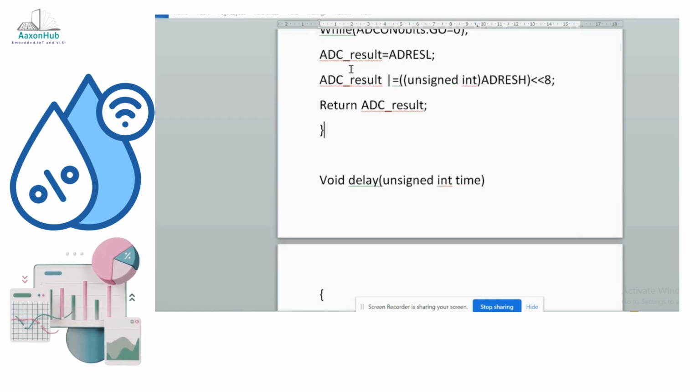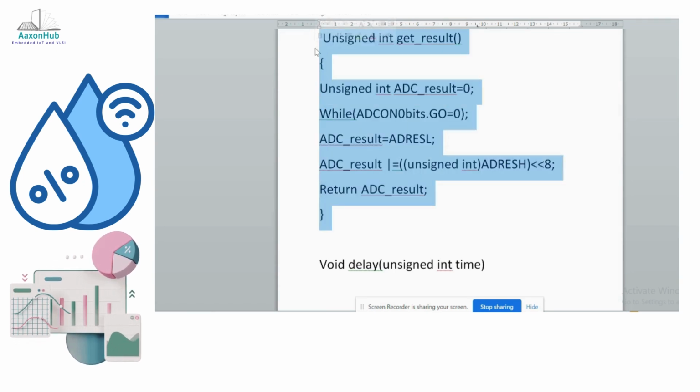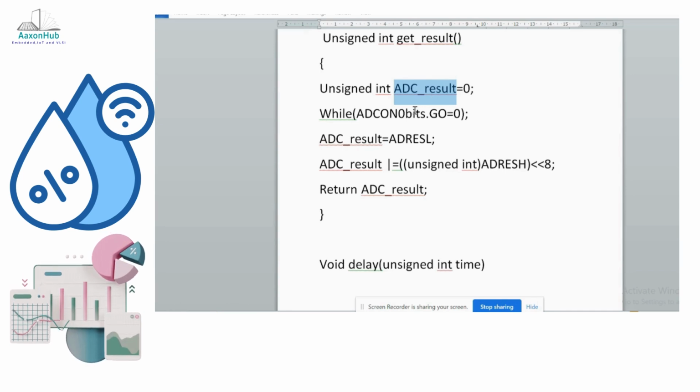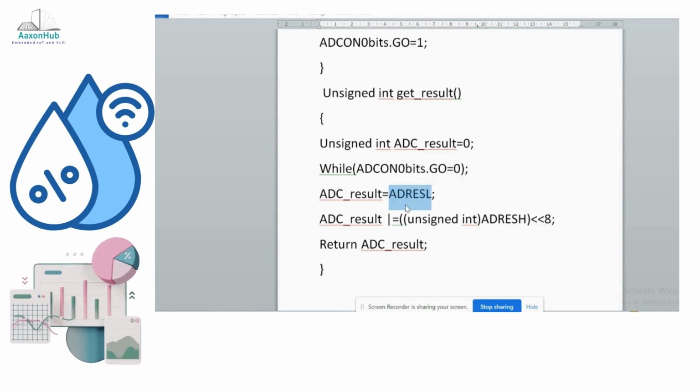After that, as the conversion takes place, at the end of the conversion we need to get the result. For that purpose, one more function is written, unsigned int get result. Inside this, I have declared one variable, the ADC result variable. This variable will load the data once conversion is done. You keep checking the status till the GO bit becomes 0. Once it is done, you can take your result from your ADRESL register and transfer it to your variable ADC result.